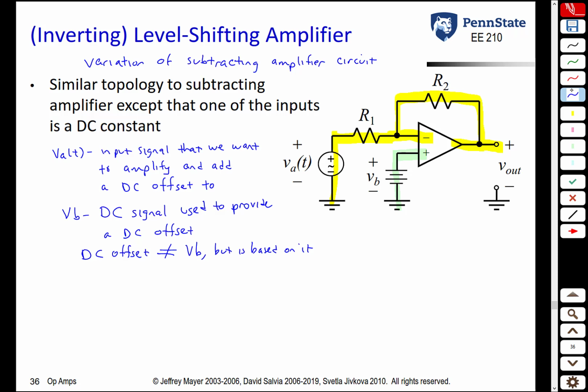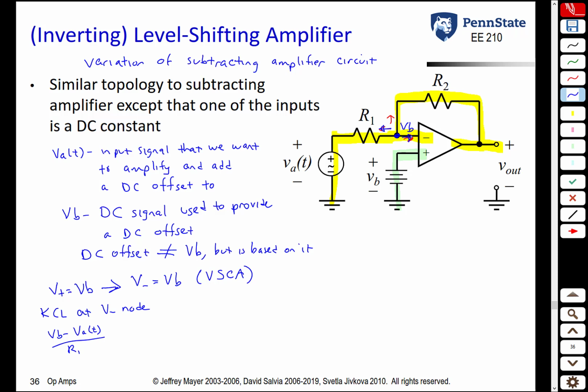Let's analyze this circuit and see what we get. The first thing we do is we find the voltage V plus, the voltage at the non-inverting terminal, is equal to just this DC signal VB. And then by virtue of the virtual short circuit approximation, we know that V minus is also equal to VB. So the voltage at this terminal here is going to be VB. Second thing we do is KCL at the V minus node. So we want to add this current plus this current plus this current equal to 0. The current to the left is VB minus VA of t over R1.